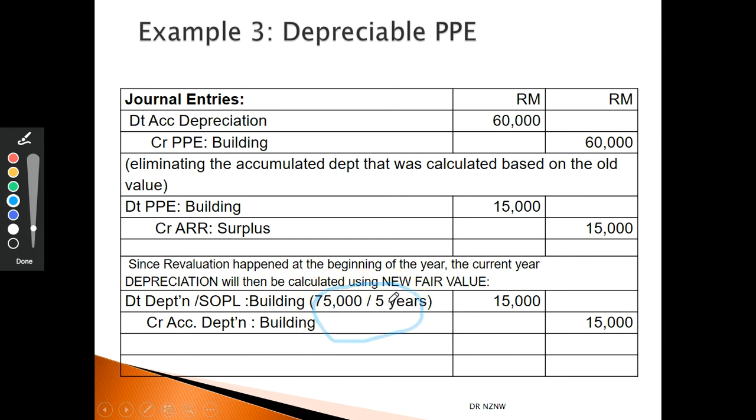And divided by 5 years. Why 5 years? You have an estimated useful life, but you already used the asset for 5 years. These 5 years are the remaining years. So from the calculation, you get the new depreciation amount, that is 15,000. The entry that you're going to use is the regular journal entry for depreciation.